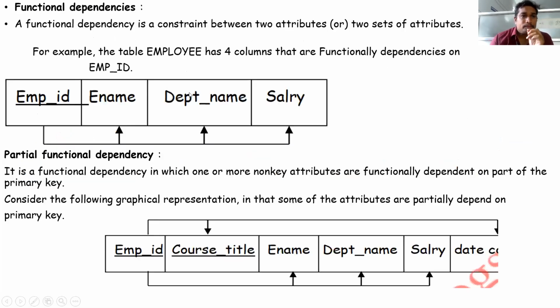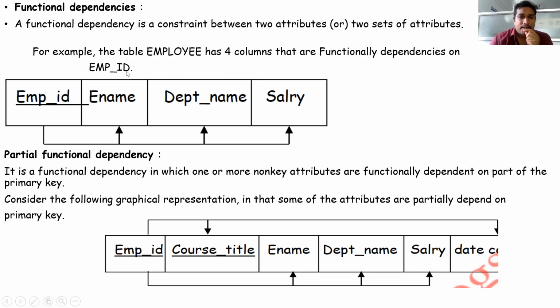Okay, next, functional dependency. You already know about functional dependencies and partial functional dependencies. Functional dependencies are the attributes which depend on a particular attribute. Partial functional dependency is when some attributes are dependent on the primary key and some attributes are not dependent on the primary key. A functional dependency is a constraint between two sets of attributes.